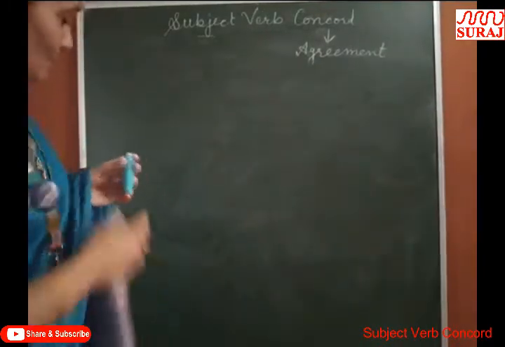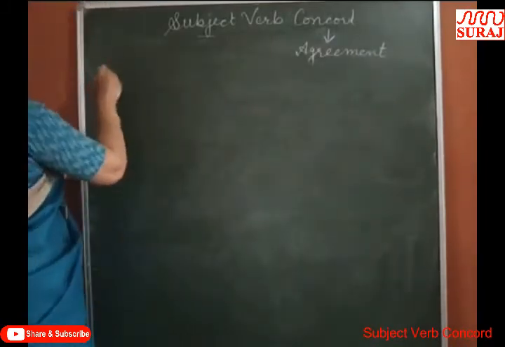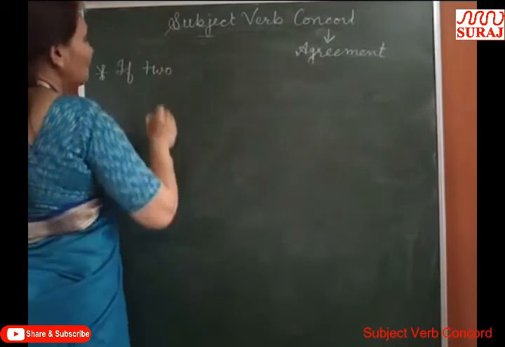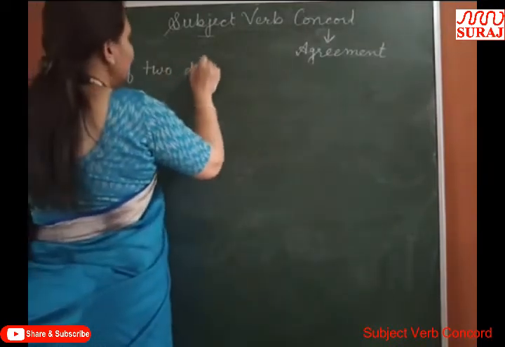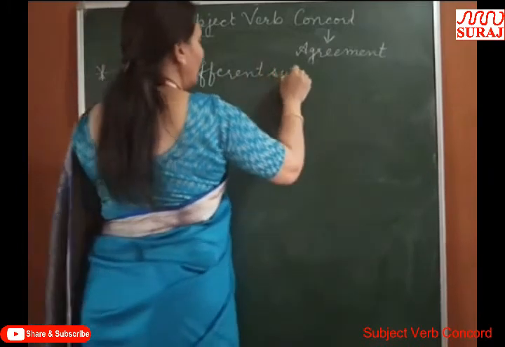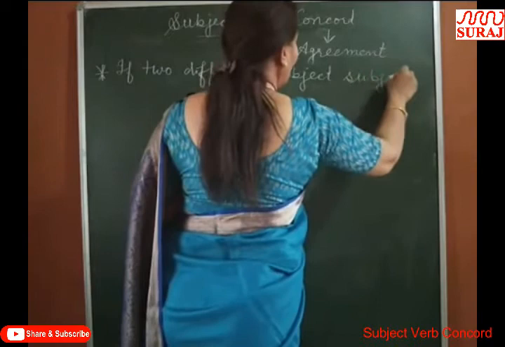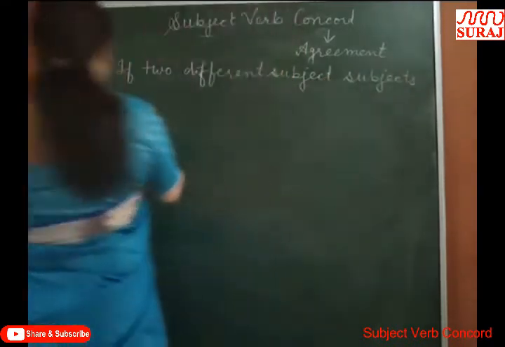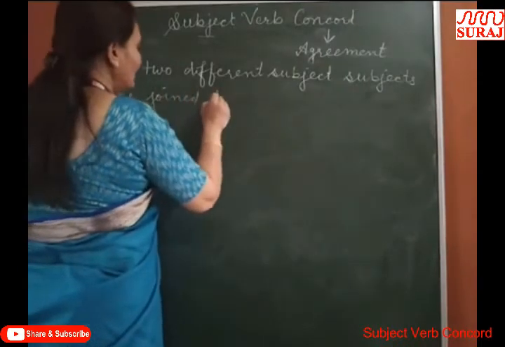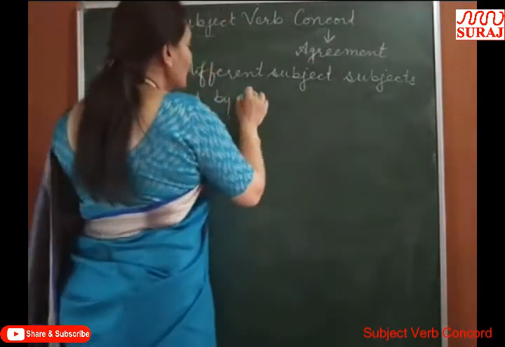So we have learnt this rule also, that if two subjects are joined by either or, neither nor, I mean to say paired conjunctions, then the verb must agree with the later subject. Dear students, like this there are so many rules which we have to follow. Next there is a very important rule which I am explaining here.